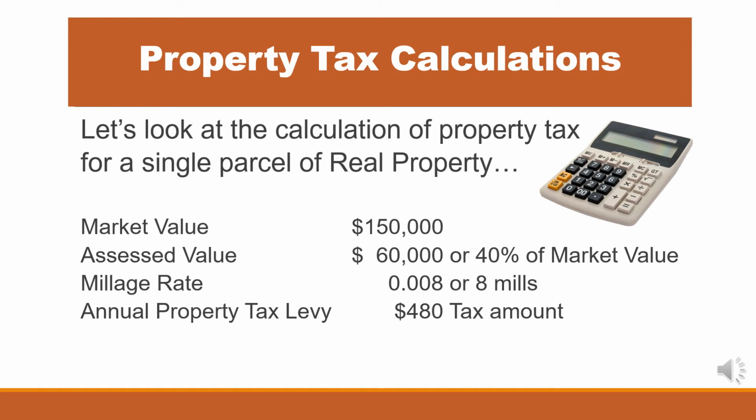Now let's look at the calculation of property tax for a single parcel of real property. If the market value of that single parcel of real property is $150,000, that makes the assessed value $60,000 or 40% of market value, with a mill rate of 8 mills or 0.008. That puts the annual property tax levy for that single parcel of real property at $480.